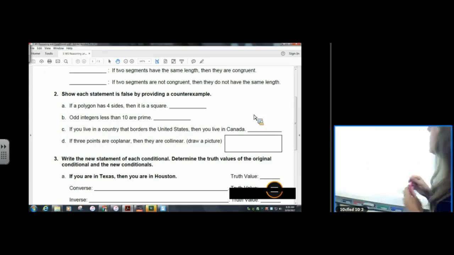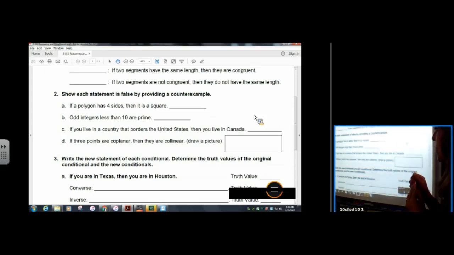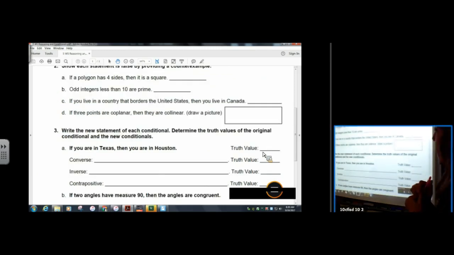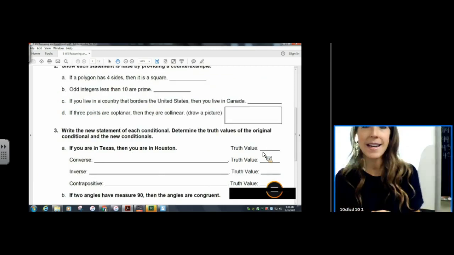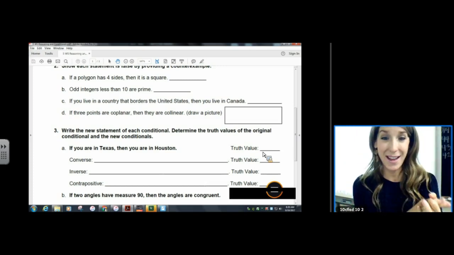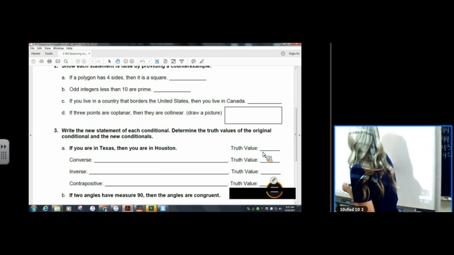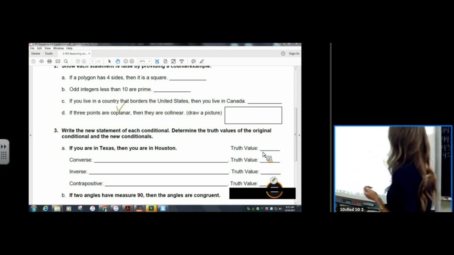We're looking at your reasoning and conditionals homework, and we're on 2D. If 3 points are coplanar, then they are collinear. So we need to prove it wrong with a picture. So let's draw 3 points that are coplanar but are not collinear.